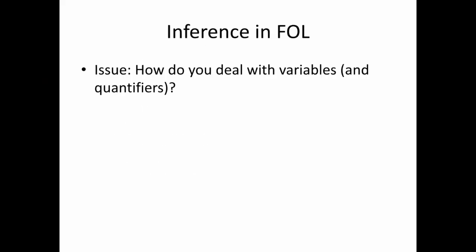The question is, how do you deal with variables? For example, let's say we have a sentence that says every king is evil. So for all x, king x implies evil x. And suppose we also know that John is king. Can you infer that John is evil? You can, right? Because every king is evil, and since John is king, then John must be evil.